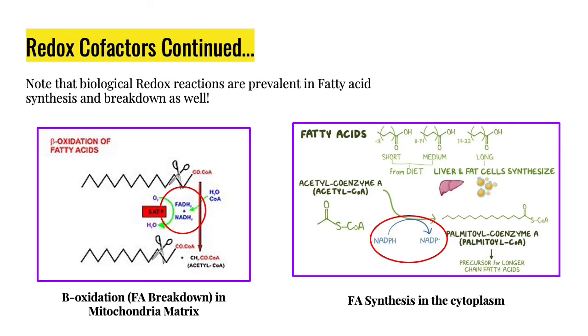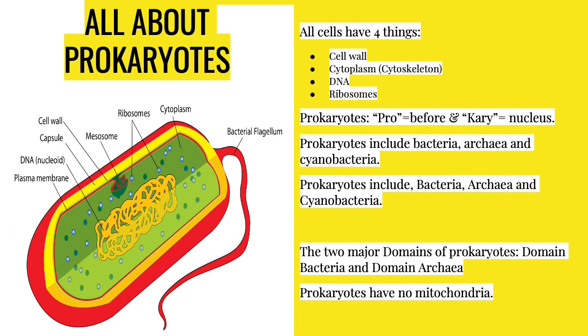It is also very important to mention that redox cofactors occur in both beta oxidation, which is fatty acid breakdown, and fatty acid synthesis. You can see the redox reactions occurring within the mechanisms by what is circled. So we have NADPH being converted to NADP+ in fatty acid synthesis, and we have FADH2 and NADH being produced in beta oxidation.